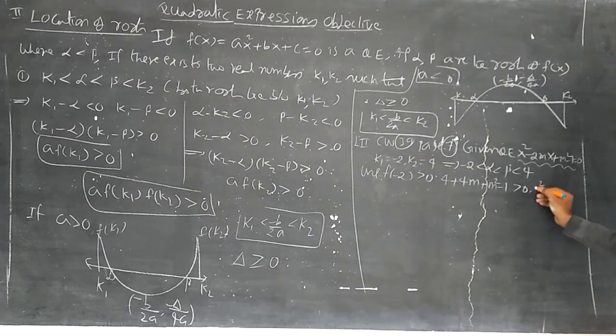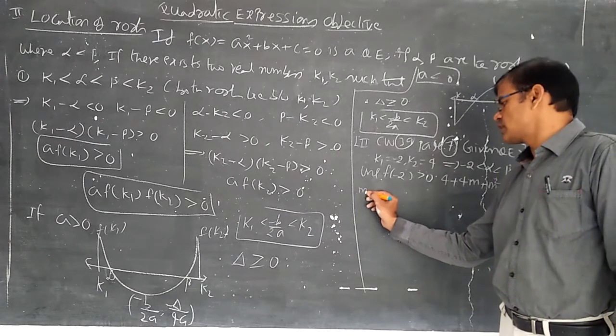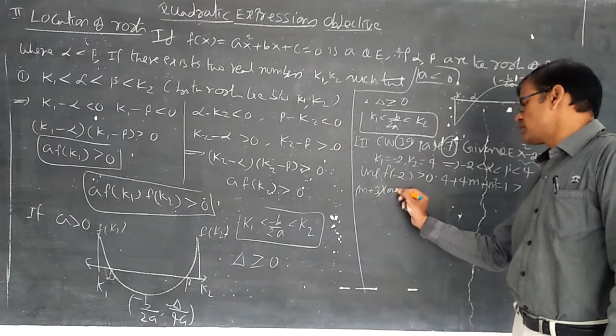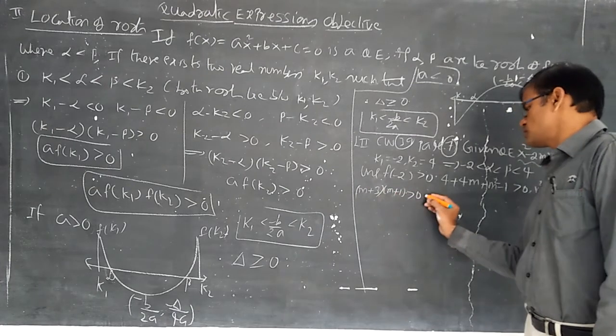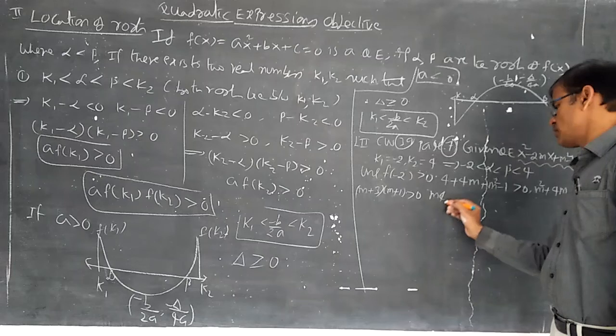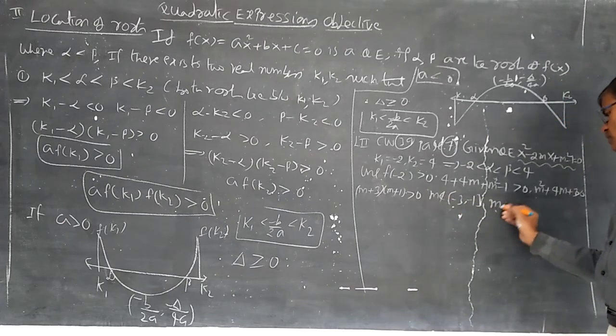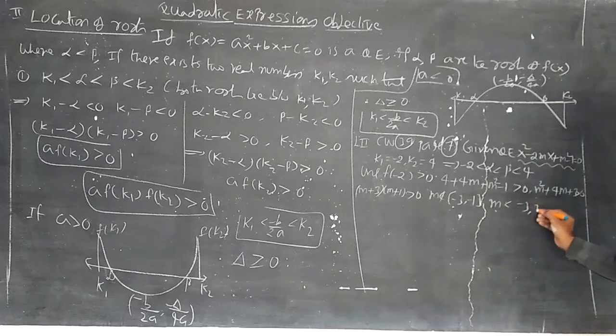So you can write here m square plus 4m plus 3 greater than 0. You can write (m plus 3)(m plus 1) greater than 0. So m does not belong to the closed interval minus 3 comma minus 1. That is, m less than minus 3, m greater than minus 1.